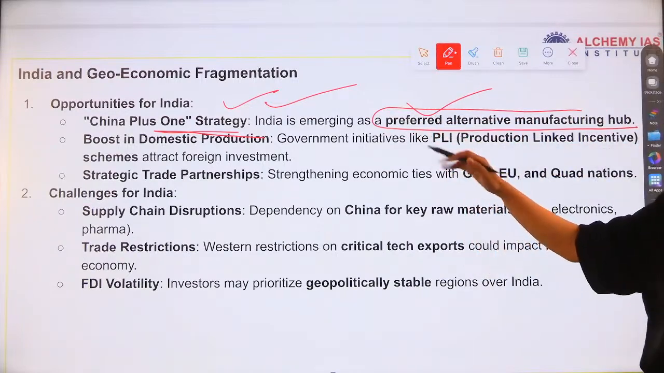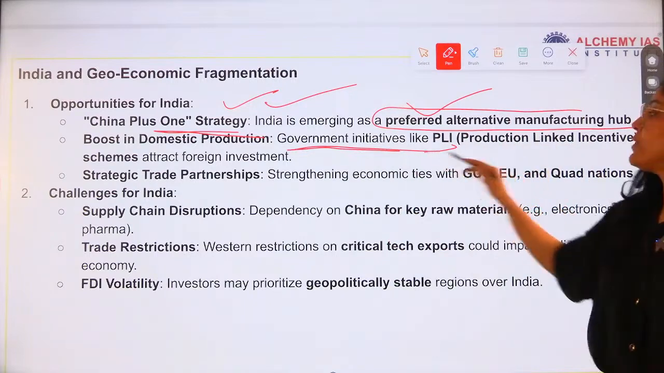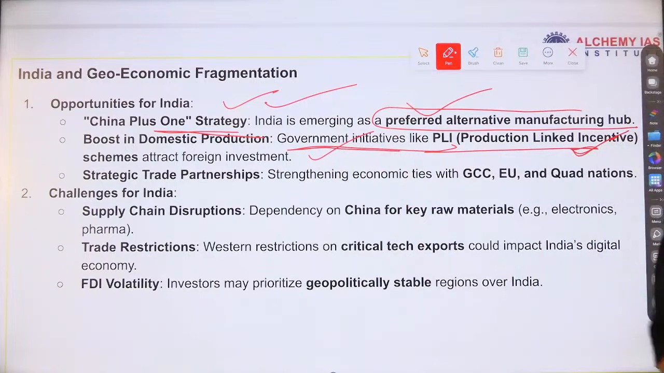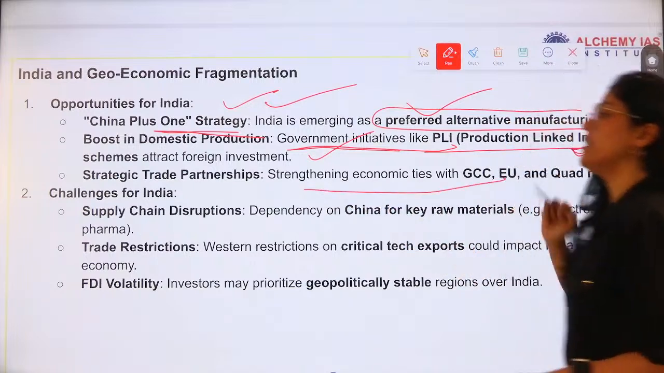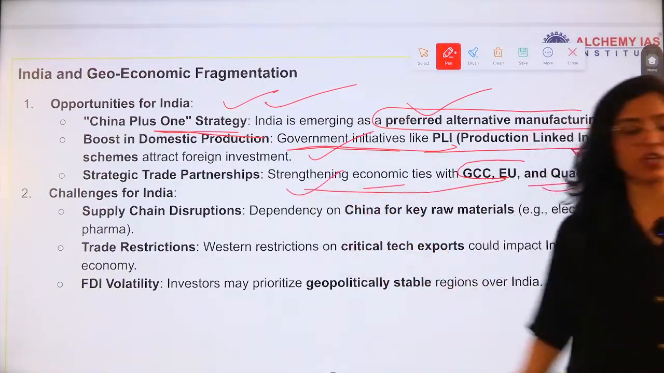Yes or no? Next is boost in domestic production will be seen. How? Government initiatives like PLI. They attract foreign investment and it will help the investment, the domestic production. Next is strategic trade partnership. It will strengthen economic ties with GCC, EU coordination, and challenges for India are also there.